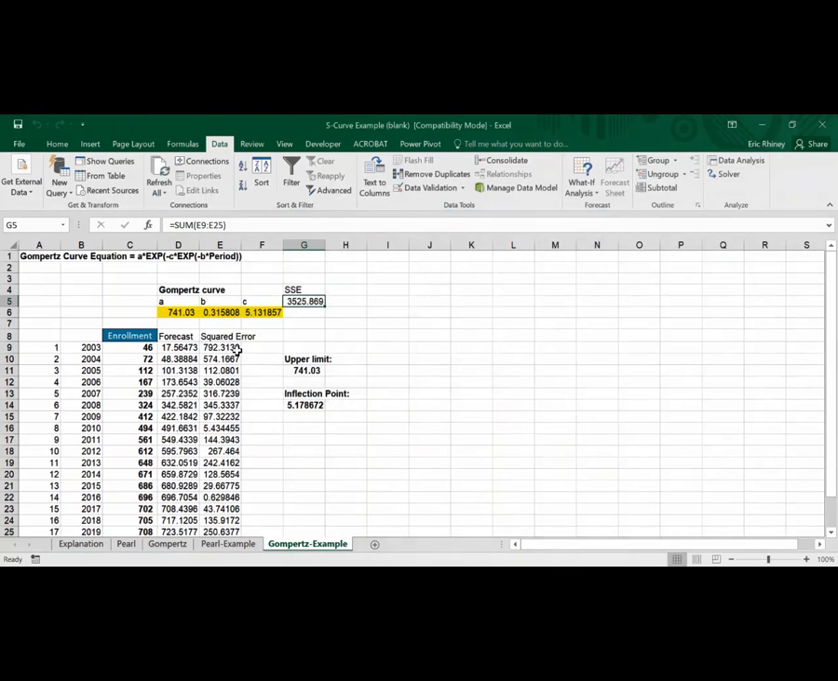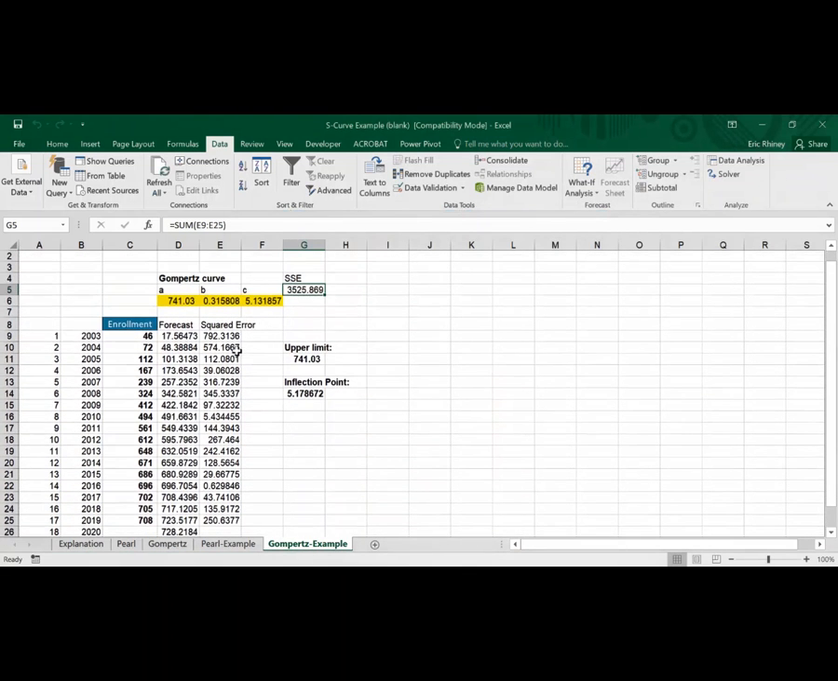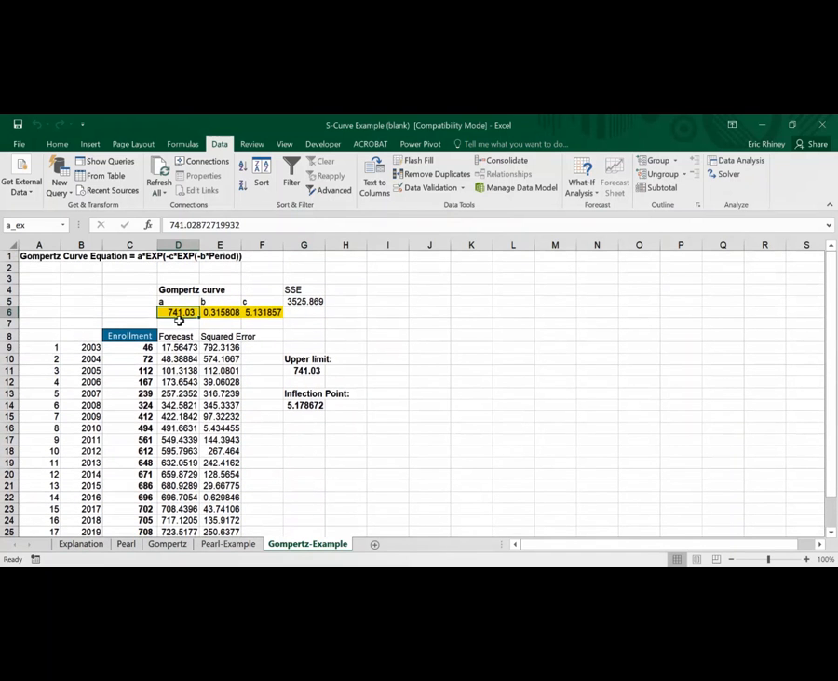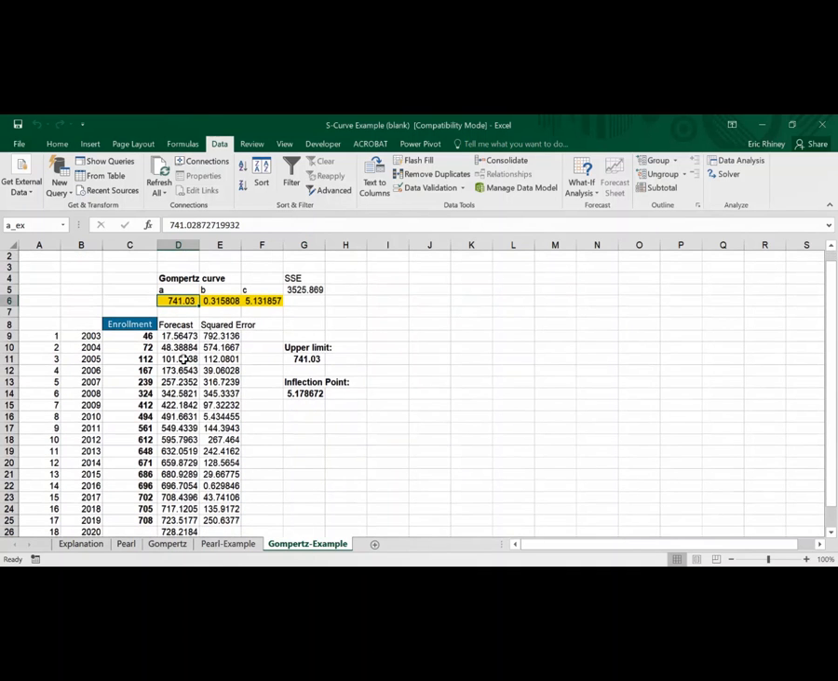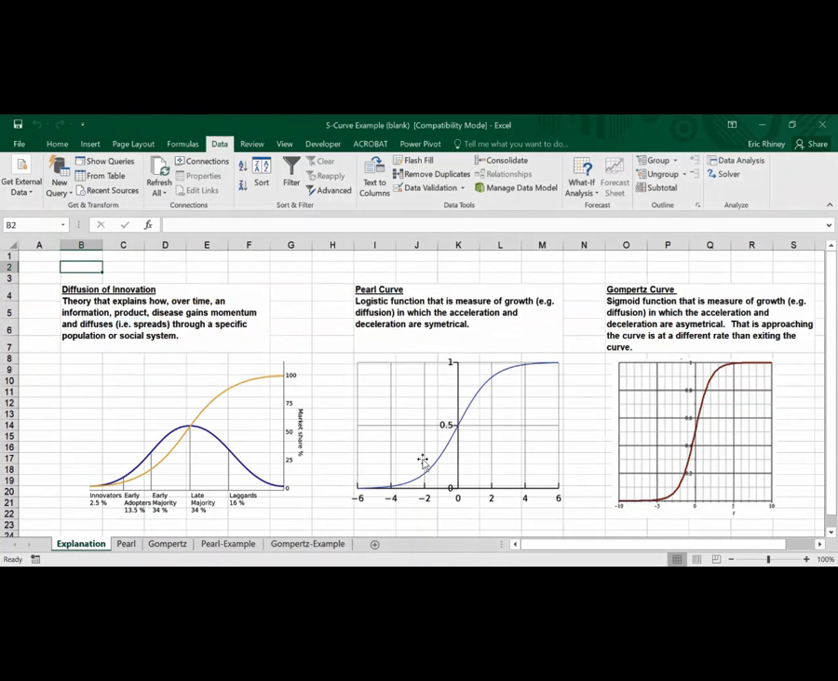Okay. And you'll see here that we actually have a little bit different estimation. All right. For our Pearl, our upper limit was 711. This one says our upper limit is 741. So a little bit different. I mean, not too far off from each other. And it says our inflection point actually happened in year 5. So if you remember going back to this measure, this one tries to create a symmetrical curve. All right, so it's pushed the point of inflection out a little bit. And this one doesn't necessarily do that with the Gompertz.